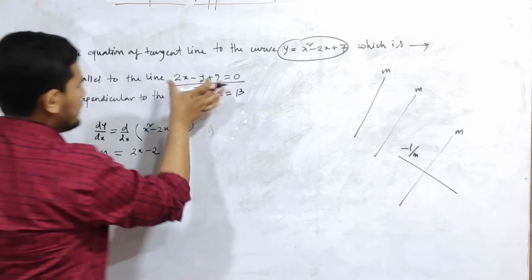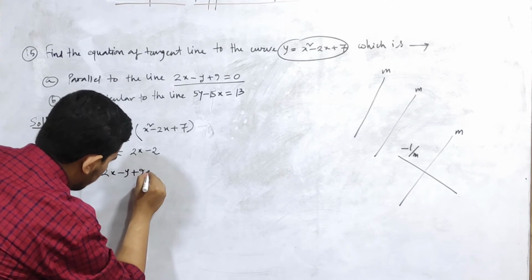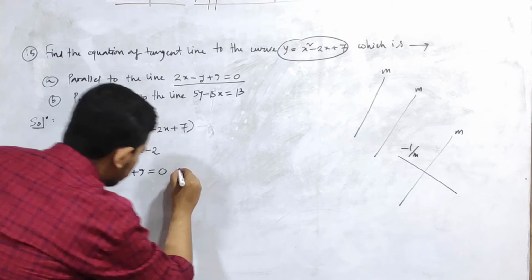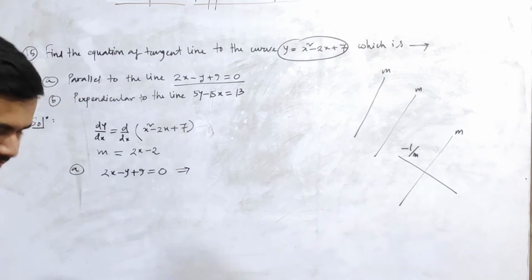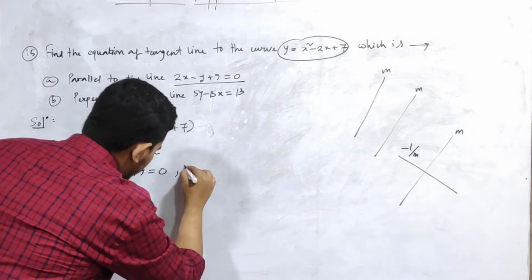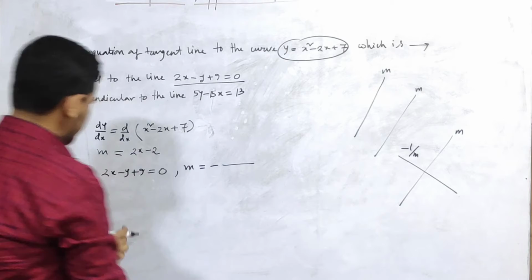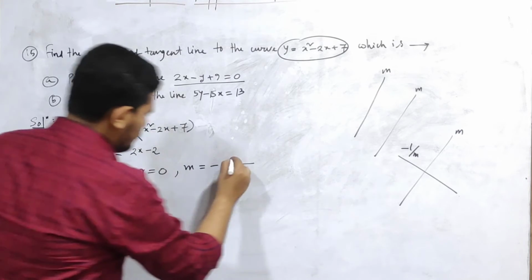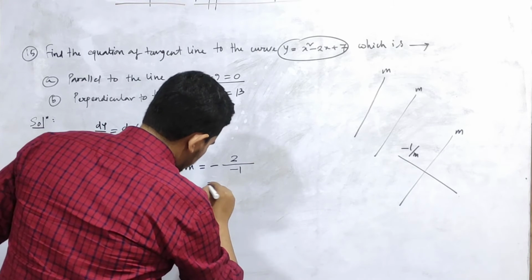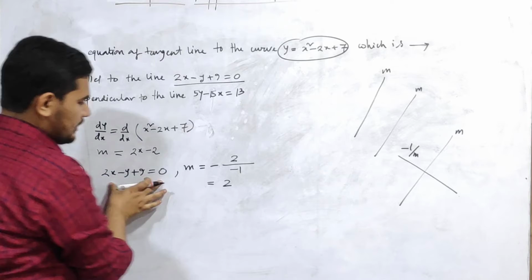So the slope of this line, twice x minus y plus 9 equals 0. By the funda I have already discussed, the slope of this straight line, let's suppose this is m, I will first write a minus, then the coefficient of x, which is 2, and then the coefficient of y, which is minus 1. So this will be 2. The slope of this line will be 2.